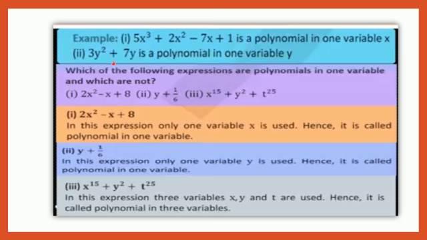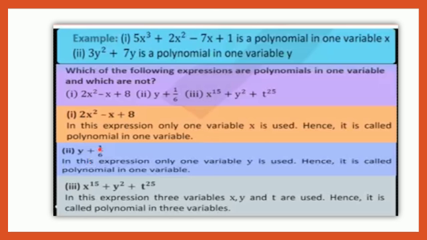3y square plus 7y. It is a polynomial in one variable y. We have only one variable, that is y. Now which of the following expressions are polynomials in one variable and which are not? 2x square minus x plus 8. Here we have only one variable x, so it is a polynomial in one variable.